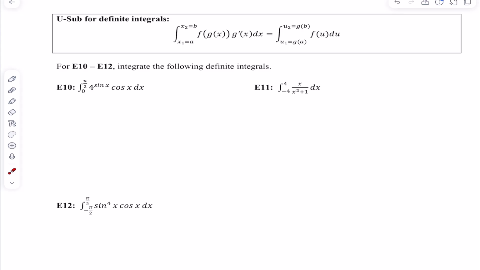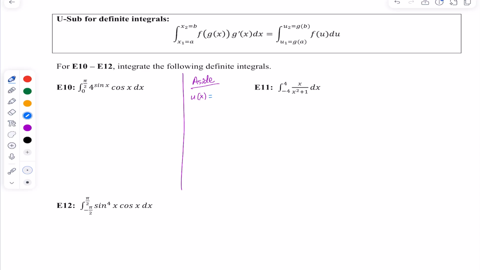The procedure is very similar to indefinite integrals. We just have to add a couple of steps and then apply the fundamental theorem of calculus. Let's begin. I recommend that you pick your u-sub to be a function living inside another function.